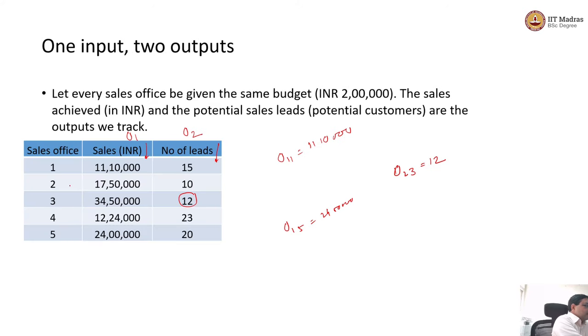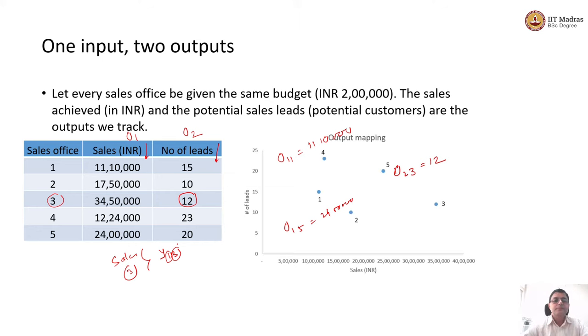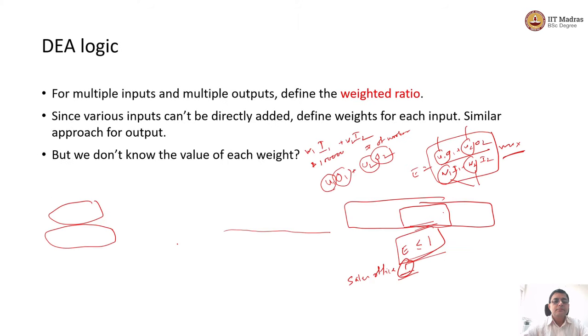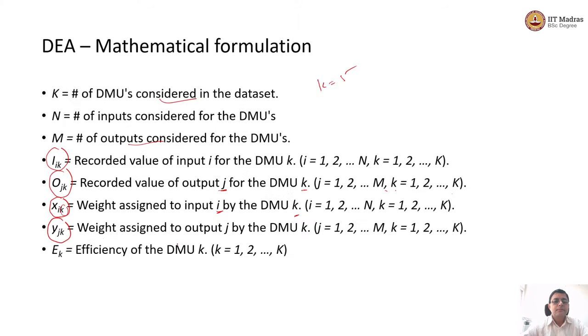So, sales office 3, this is output number 1. Output number 1 is sales. So, for sales, DMU 3 says that y_13, output number 1, sales office 3 is assigning the weight, therefore this weight is going to be y_13. And finally, efficiency of a DMU k is going to be denoted by E_k, efficiency of the kth DMU. So those are the notations.